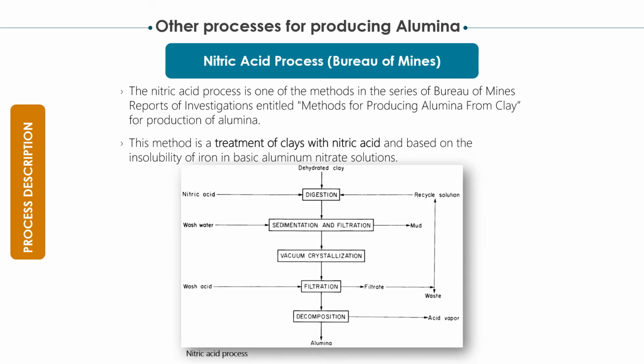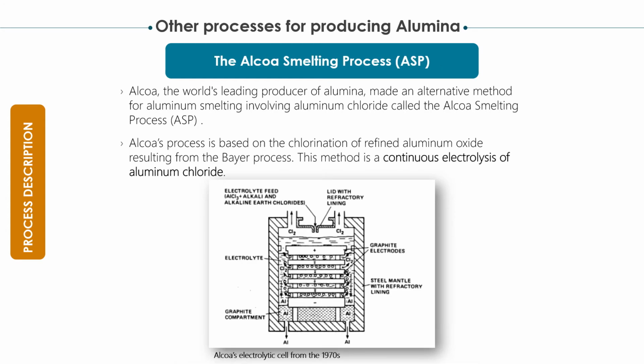The third process is the nitric acid process. It is one of the methods in the series of Bureau of Mines reports of investigations entitled Methods for Producing Alumina from Clay. This method is a treatment of clays with nitric acid.